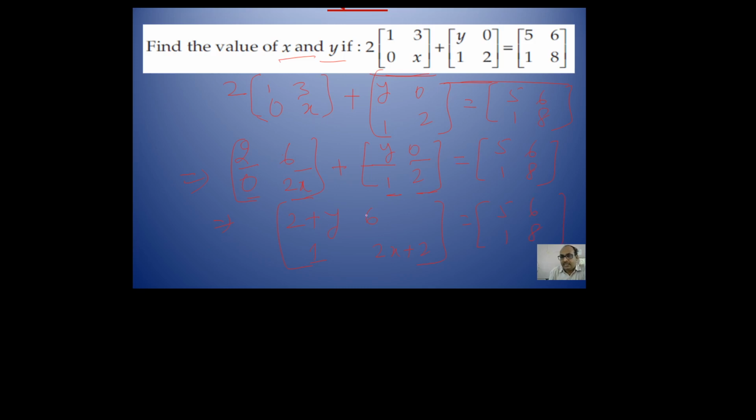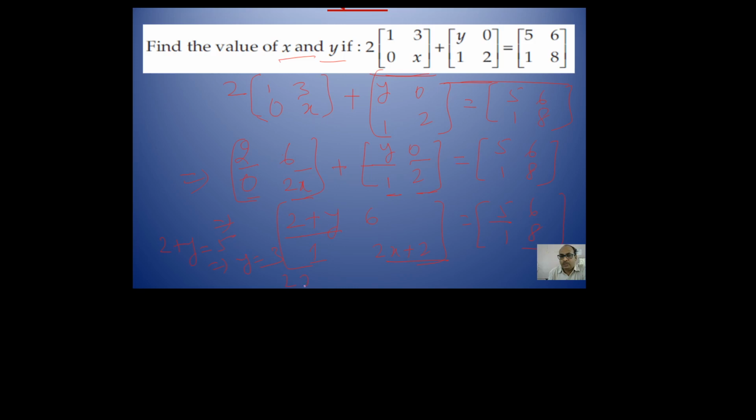Now in this case, 2 plus y will be equal to 5 because both are equal. Similarly, 2x plus 2 will be equal to 8, and 6 and 1 are already equal. So we can write 2 plus y is equal to 5, and this gives us y is equal to 5 minus 2, so 3.